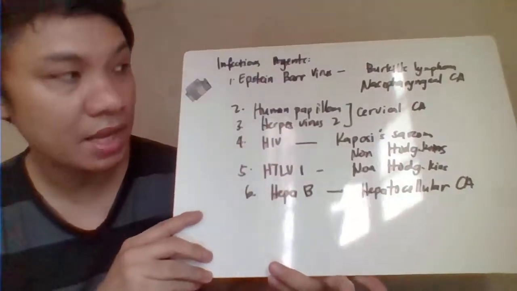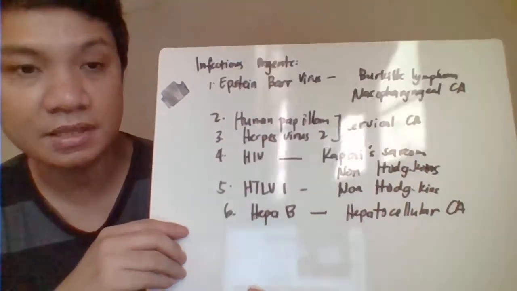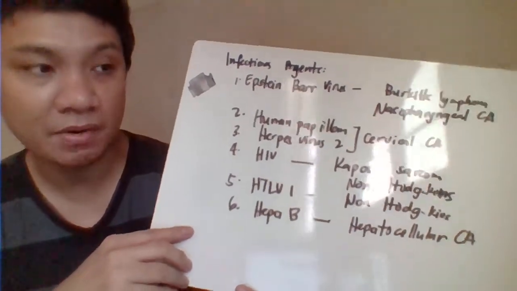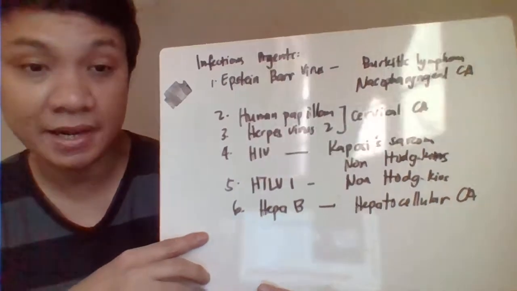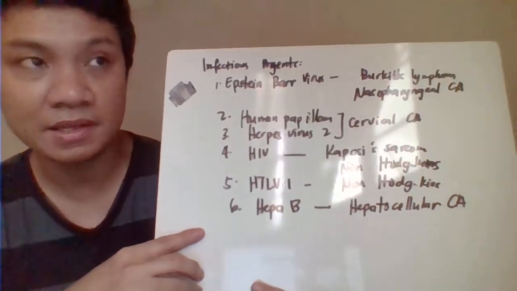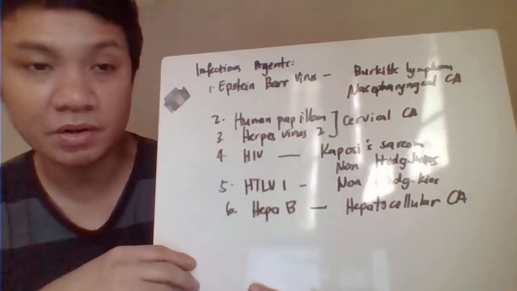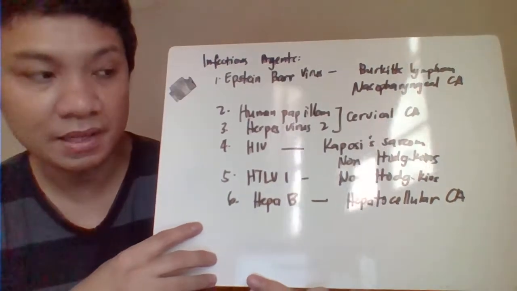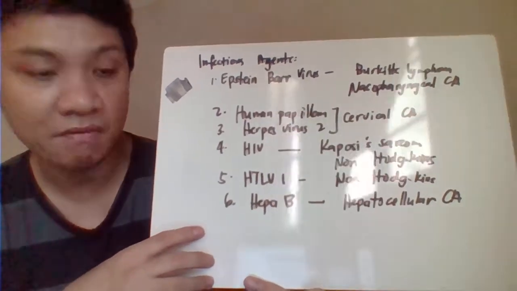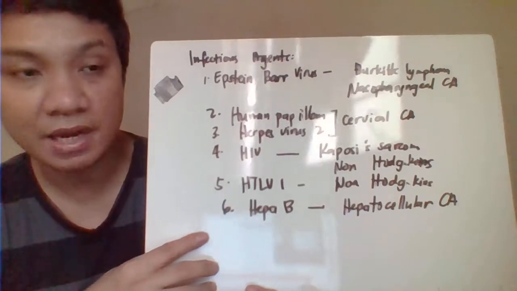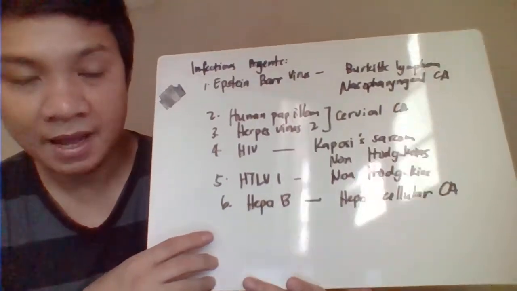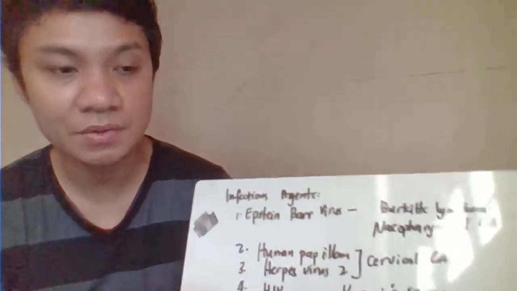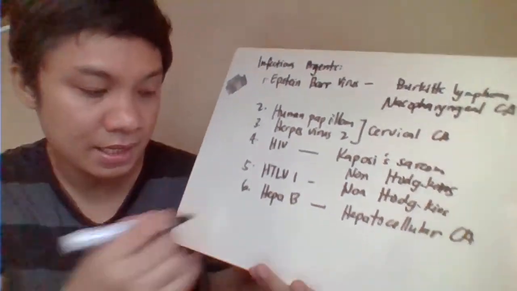For some infectious agents, we have here your Epstein-Barr virus related to your Burkitt lymphoma, nasopharyngeal carcinoma, human papilloma virus, and we have your herpes virus related to your cervical cancer, HIV, your human T-cell lymphotropic virus 3 associated with your Kaposi sarcoma, and then your non-Hodgkin lymphoma. Human T-cell lymphotropic virus 1 related to your non-Hodgkin lymphoma, and we have your hepatitis B related to your liver hepatoma.